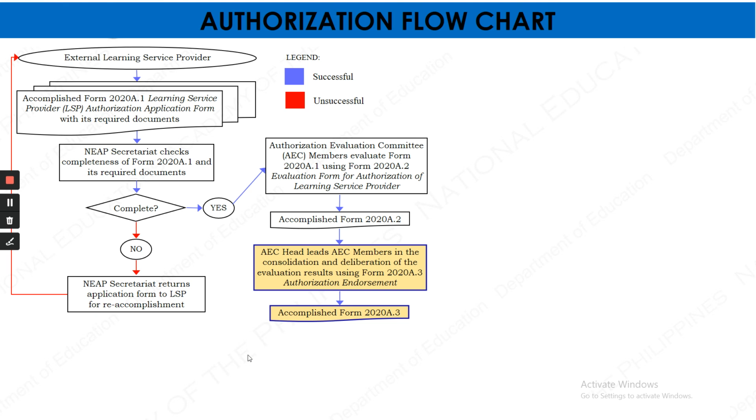Then the AEC head leads AEC members in the consolidation and deliberation of the evaluation results using Form 2028.3, the authorization endorsement. So the content of Form 2028.3 is the deliberated initial evaluation result of the evaluators. Why are we using initial? Because we want to give emphasis here that the evaluation committee is not giving the final result. They are just endorsing an initial evaluation result. But at the end of the day, it's still the approval committee who's going to decide, because there is also a deliberation with the authorization approval committee.